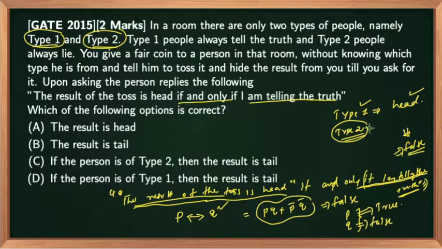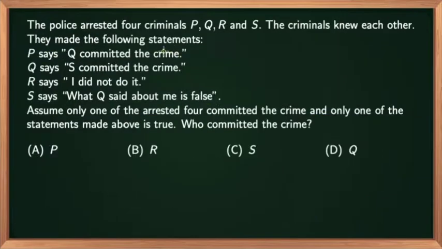If the person is of type 2, then the result of the toss is head. And already we know that if the type of the person is type 1, then also the result of the toss is head. So always, whether the person is type 1 or type 2, the result is always head. So this is a GATE question, and we have a similar question in our practice book.